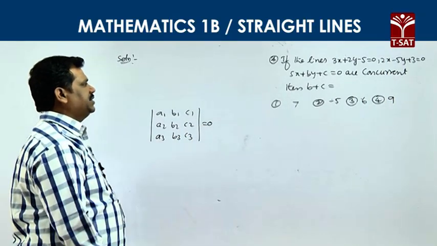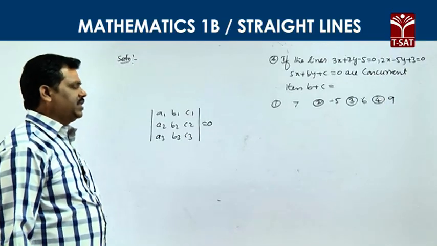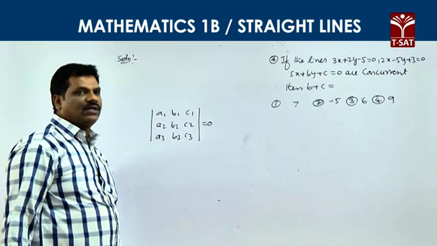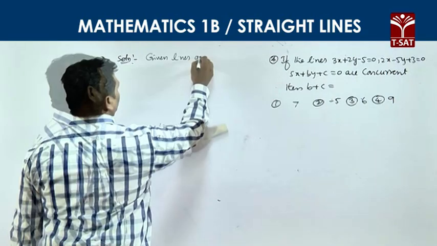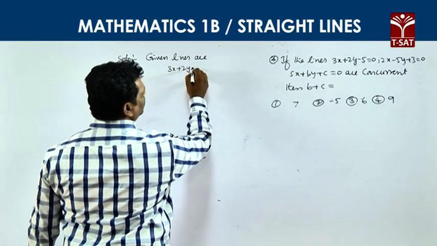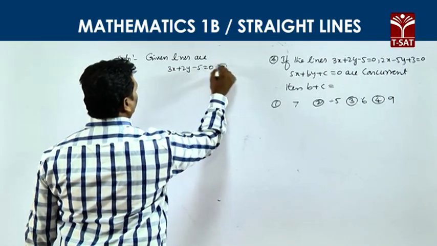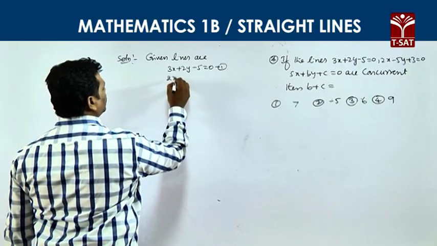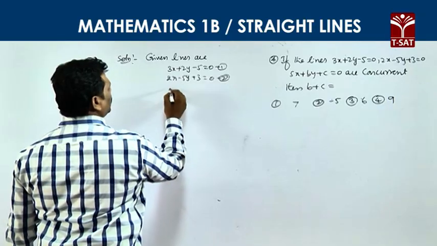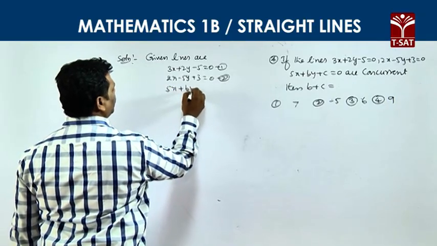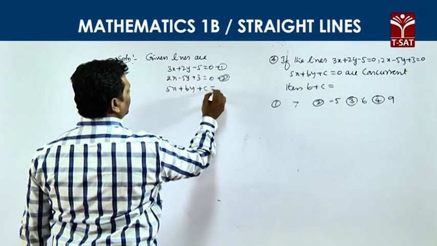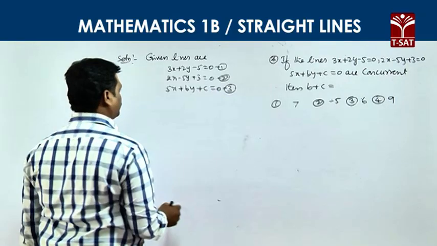Another method is solving any two equations to get the point of concurrency, and then substituting in the third one. Given lines are 3x + 2y − 5 = 0, this is equation number 1; 2x − 5y + 3 = 0, this is equation number 2; and 5x + by + c = 0, this is equation number 3.